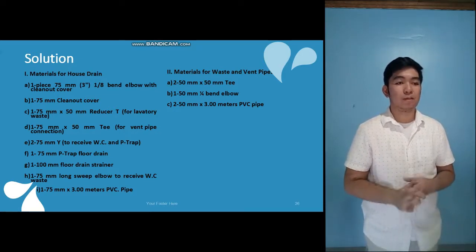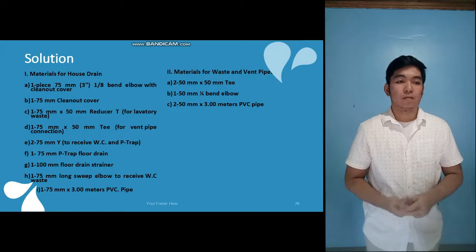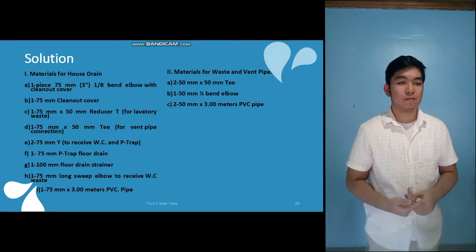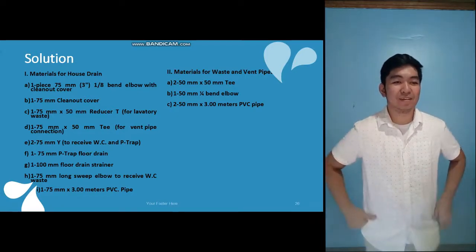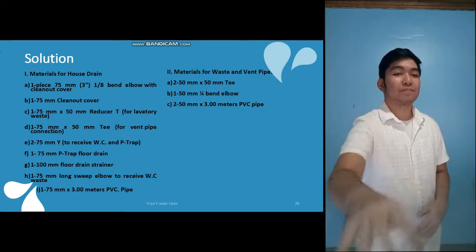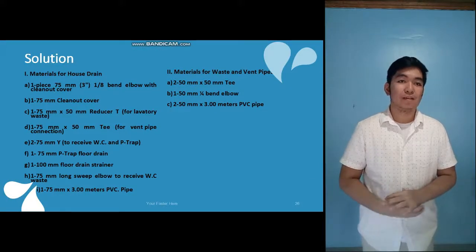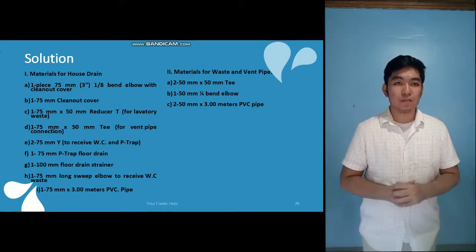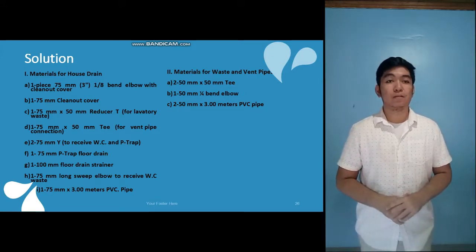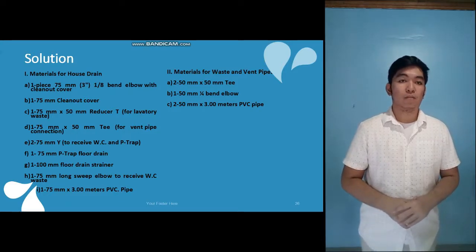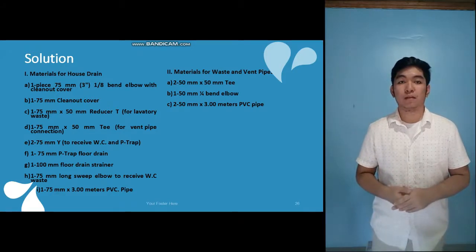One piece of 75 mm long sweep elbow to receive water closet waste. One piece of chicken joy. One piece of 75 mm by 3 meters PVC pipe. Next is for materials for waste and vent pipe. Kailangan na to 2 pieces of 50 mm by 50 mm T, one piece of 50 mm 1/4 bend elbow, and duha ka buok na 50 mm by 3 meters PVC pipe.